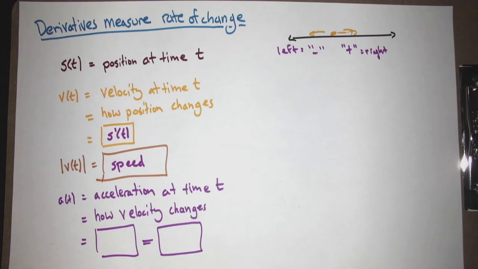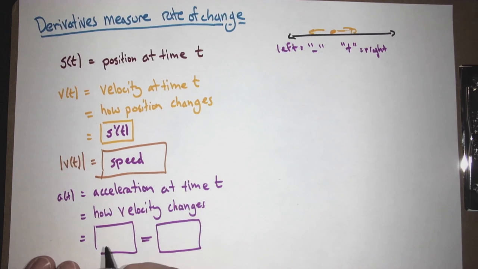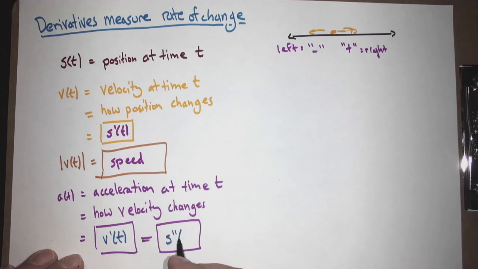All right, acceleration. Acceleration is saying, how does your velocity change? Well, if I want to know how my velocity changes, what should I do? Take a derivative. So change means derivative. So the change in velocity is v prime of t. Is there another way we can write that? s double prime. So the second derivative of position is acceleration.